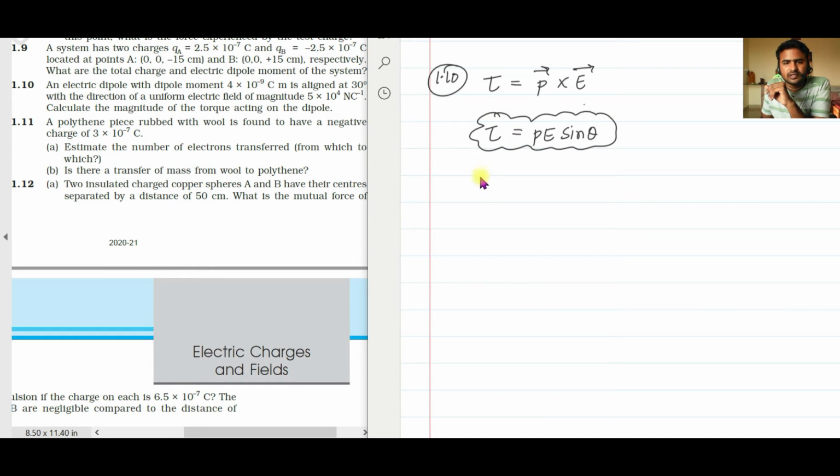All right, so now what are the given things? They have given P. How much is the dipole moment? It seems it is 4 into 10 to the power of minus 9 coulomb meter.